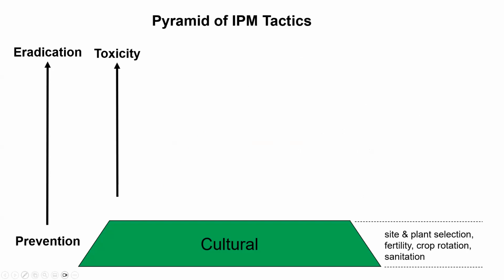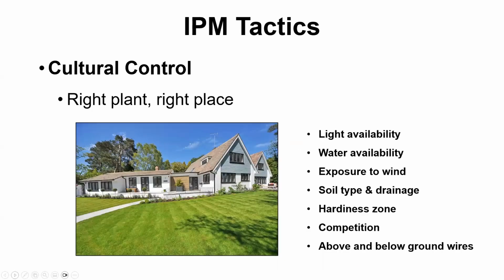So this is the bottom level of our pyramid. This is where we want to start. And we're going to go through lots of different things that you can use for cultural control. The first and probably most important thing is right plant, right place, right? If you're planting a plant in the wrong place, it's never going to thrive and it's going to have pests. When plants are not happy, when they're struggling to survive, they're more susceptible to disease, they're more attractive to pests, and they're more likely to not make it.